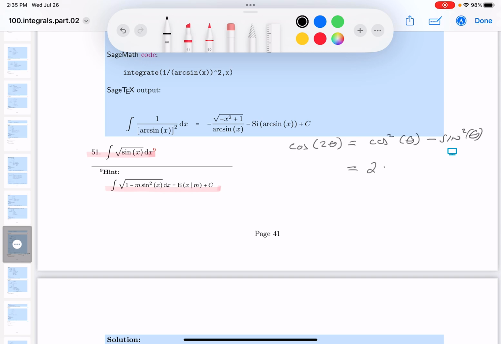I could also write this as 2 cosine squared theta minus 1. I could also write this as 1 minus 2 sine squared of theta. And I'm going to use the last one, and let's write that down. So I'm going to say 2 sine squared theta is equal to 1 minus cosine of 2 theta.